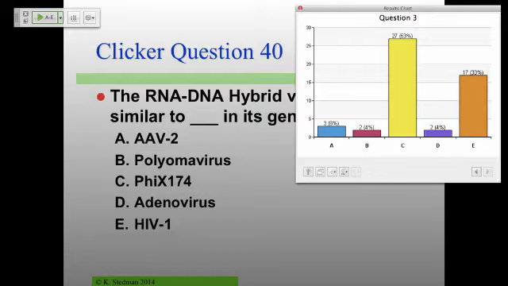So what's the genome that's in your HIV-1? Single-stranded RNA. But these guys probably stole an RNA from a co-infecting virus.